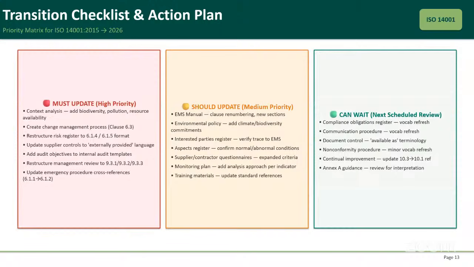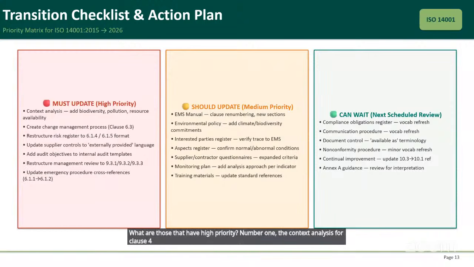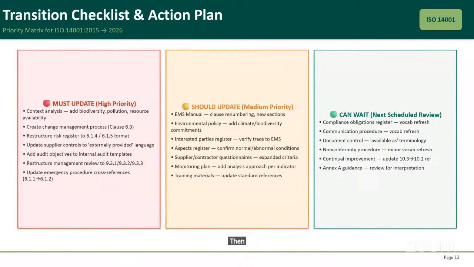So now, based on what we have discussed since morning, what are those that have high priority? Number one, the context analysis for clause 4: your biodiversity, your pollution levels, resource availability, resource use, all these things must be put into consideration, natural resource use. Then create a management of change process, 6.3, that is a priority. Then restructure your risk register.